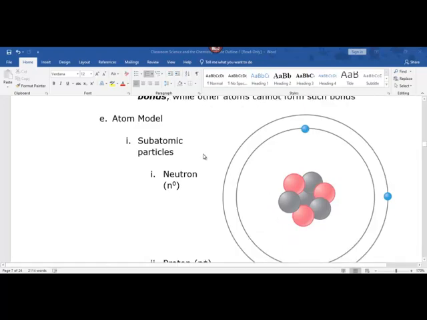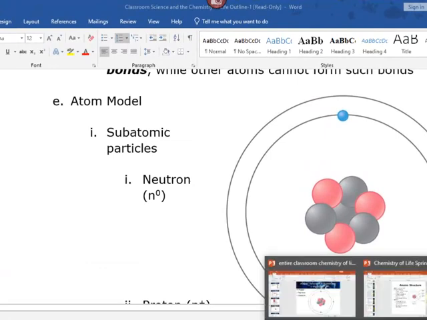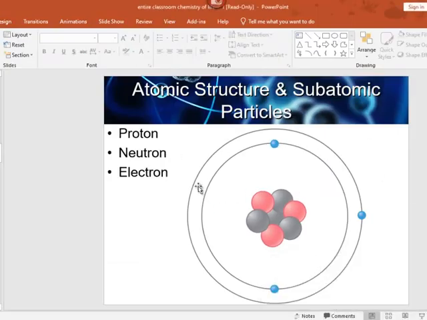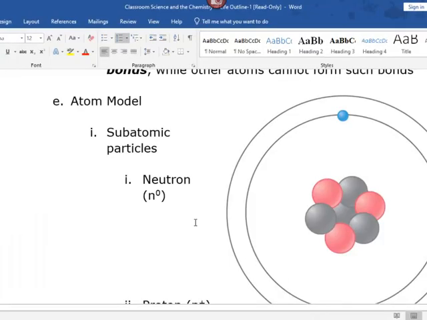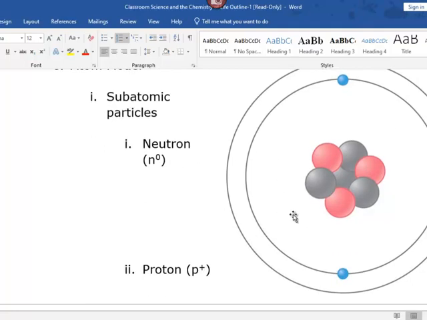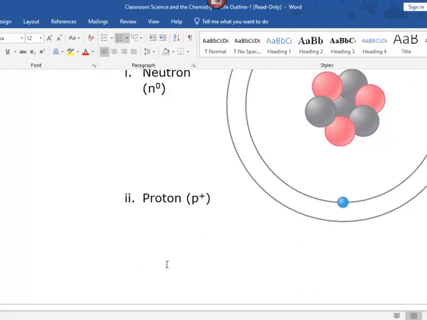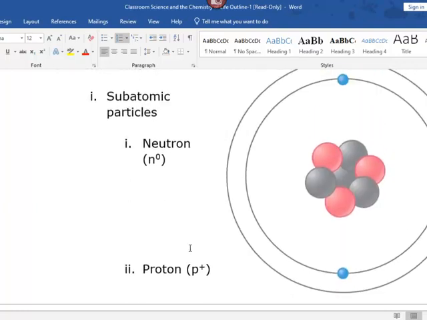So starting here first, here's our atom model. Now I've given you a couple of PowerPoints. Here's one, and here's the other one that's all filled in. So I'm going to bounce back and forth, and I'm going to show you a couple of animated parts as well. So an atom is made of 3 what are called subatomic particles: neutrons, protons, and electrons.